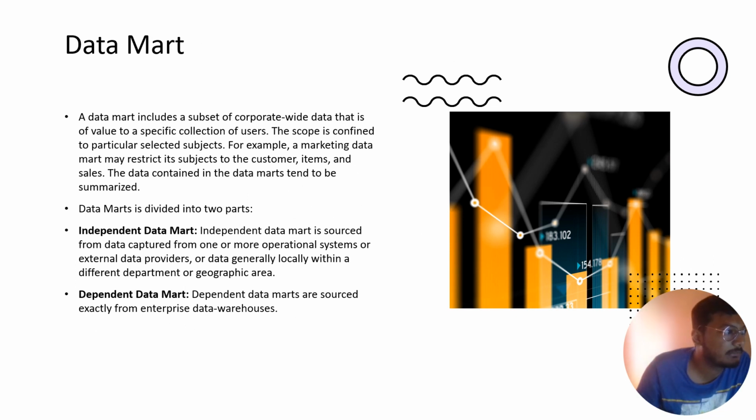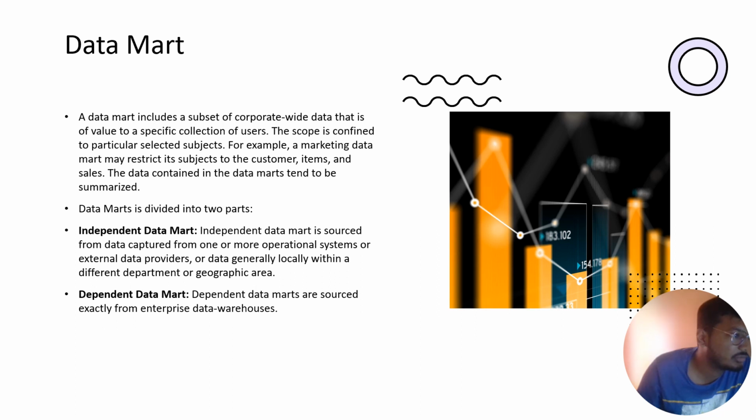Second, we have the data mart. A data mart includes a subset of corporate-wide data that is of value to a specific collection of users. The scope is confined to a particular subject. For example, a marketing data mart may restrict its subjects to the customers, items, and sales. The data contained in the data mart tends to be summarized.